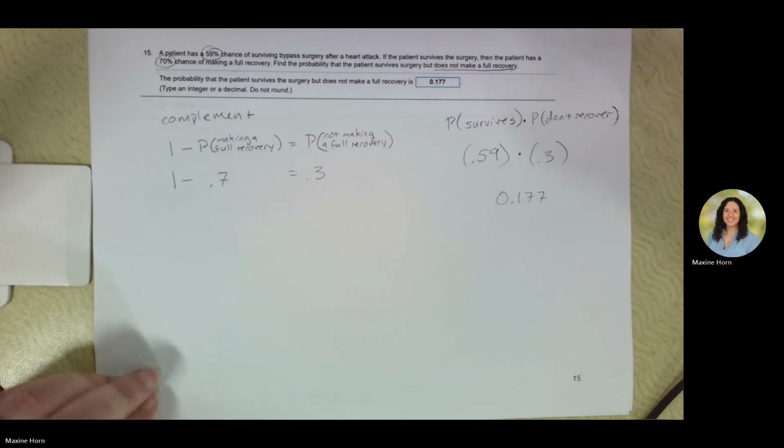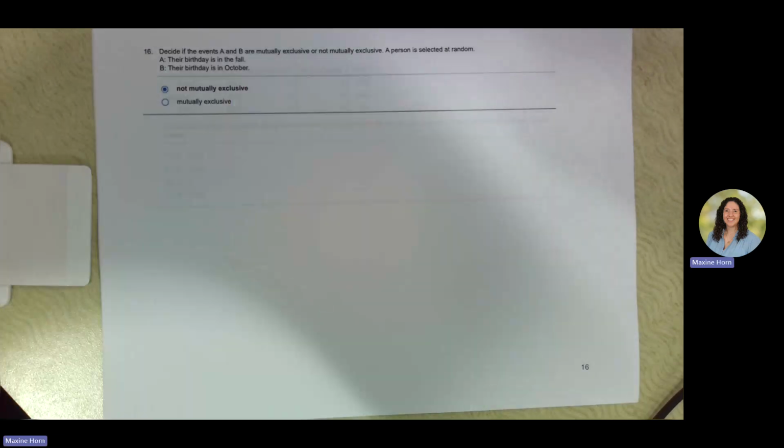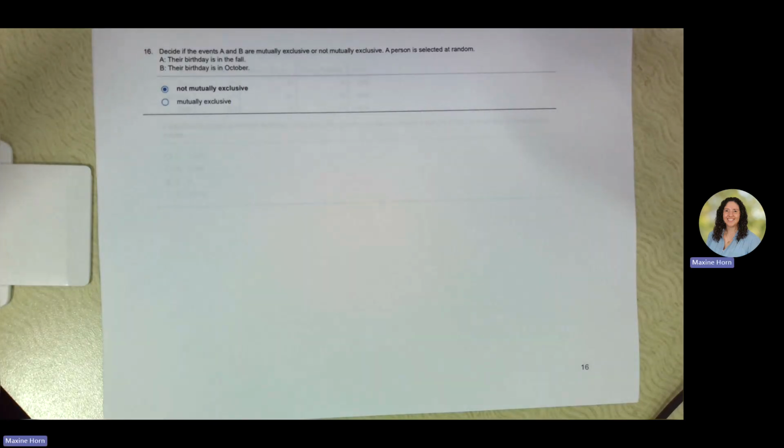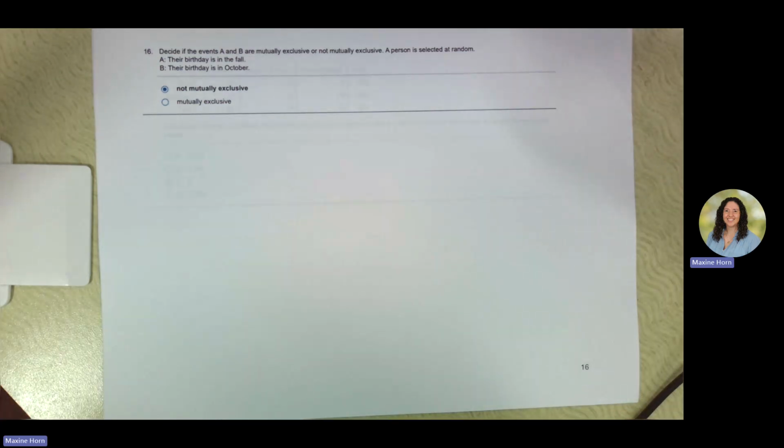Okay. Number 16. Decide if the events A and B are mutually exclusive or not mutually exclusive. A person is selected at random. A, their birthday is in the fall. B, their birthday is in October.